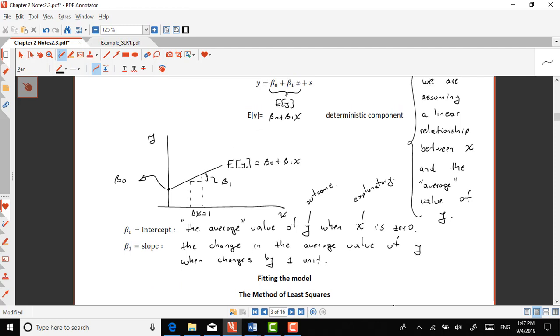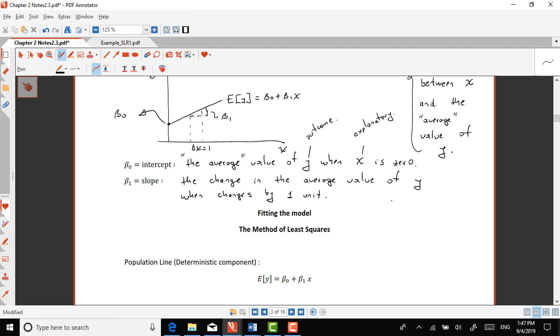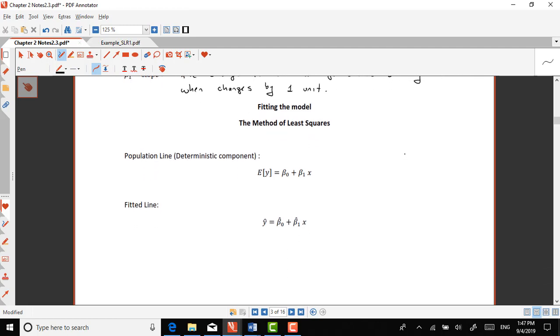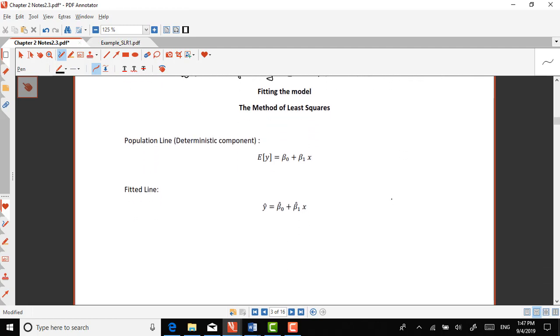Okay, so now we know how to go about interpreting in general, especially the population model. Now let's see how we go about fitting the model. Remember, we have this population model that we believe exists. So this is the story. We have this population model that we have in mind and that we want to estimate. Remember, the idea is that we go and collect some data.